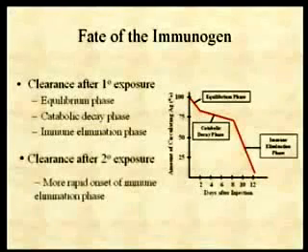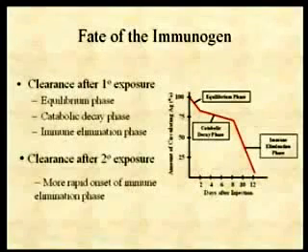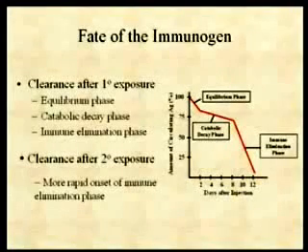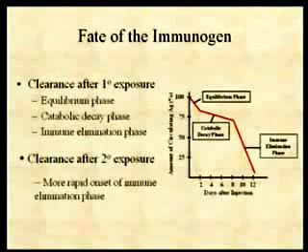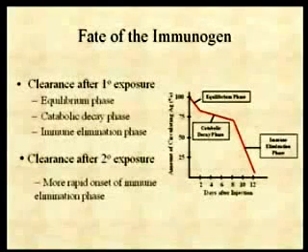Now, if you see this antigen a second time, you get all of these three responses. The only difference is that the onset of this immune elimination phase is much faster. Instead of seeing it occur at a week to 10 days, you may see it occur after 3 or 4 days. So there's a more rapid onset of this immune elimination phase.